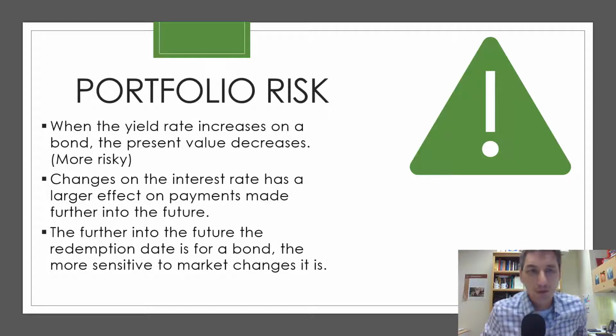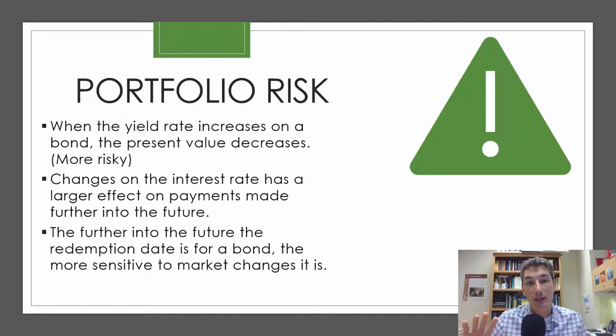Okay, first, portfolio risk. So when the yield rate increases on a bond, the present value decreases. And that should make sense if you think about a higher yield rate, that's a higher interest rate. If the interest rate is really big, that must mean that there's a lot of risk associated because they're having to pay a lot of interest in order to get that money, right? So this is kind of like consumer credit. People with bad credit are less likely to pay, and so they have to pay a higher interest rate. That's kind of the idea.